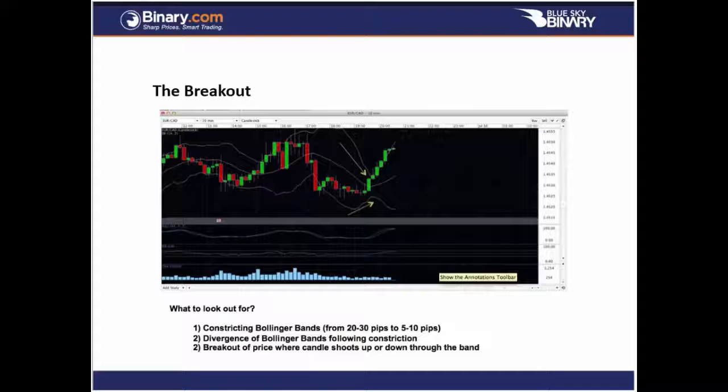And then you're looking for a breakout of price where the candle shoots up or down through the band. So you see here, the candle shoots up through the band here, and again here. So at some point here, after the close of a candle, you can enter the trade in the direction of the trend that you're seeing happening, the breakout that you see developing. So it's a very simple strategy, especially traded with news. It's very important to trade when you have news.